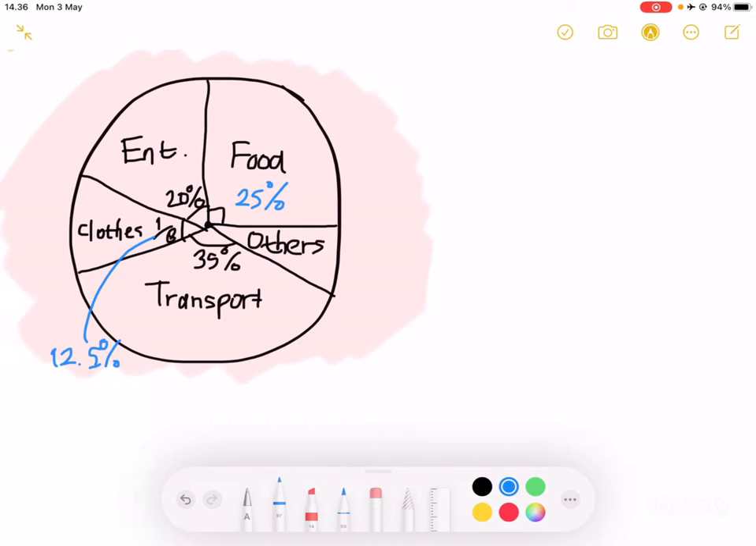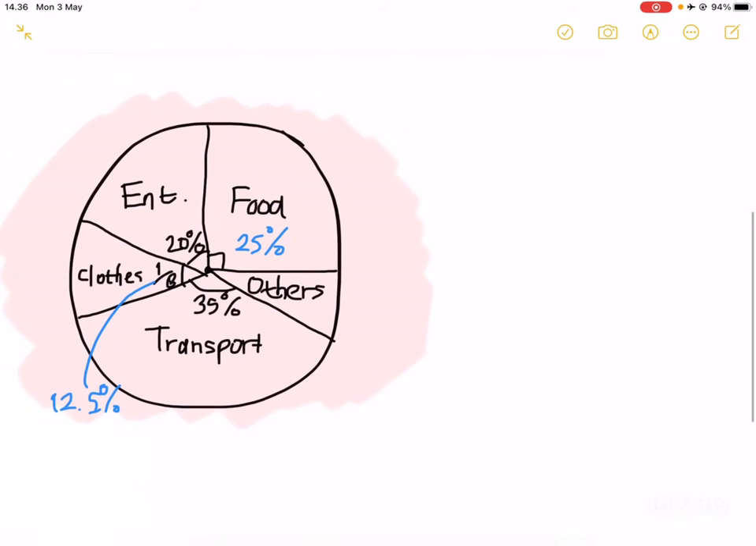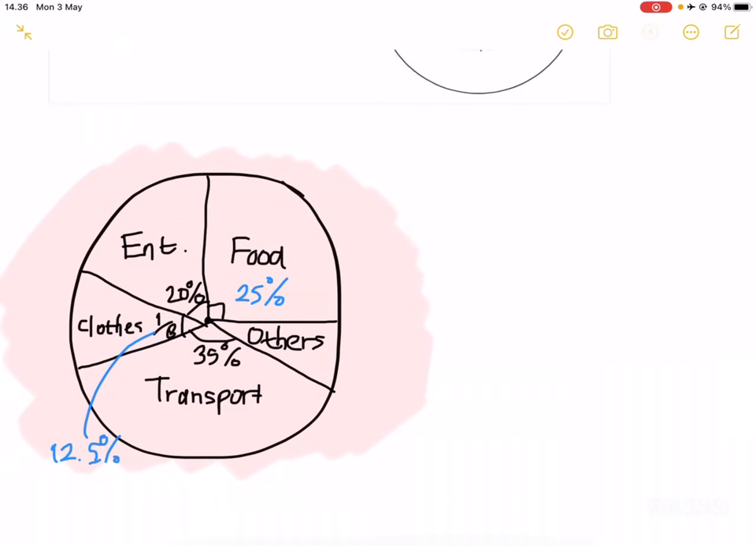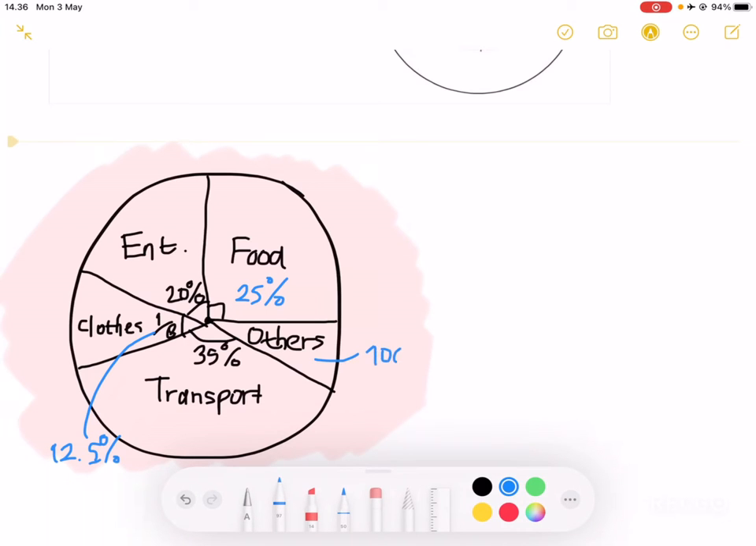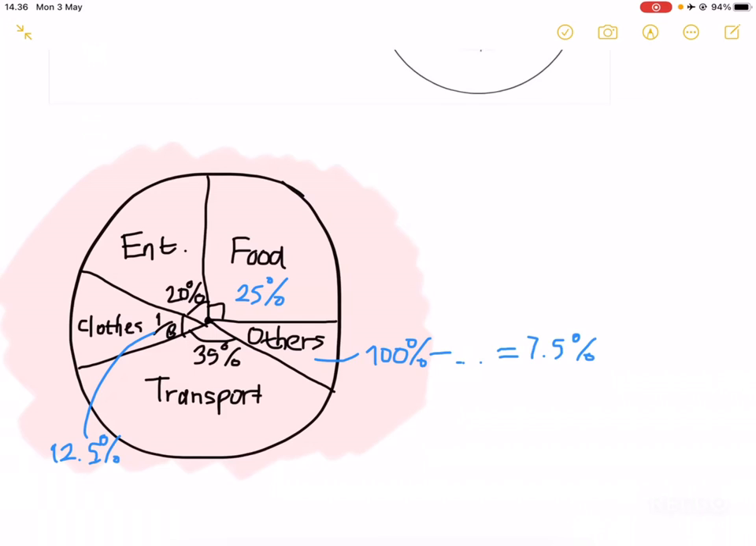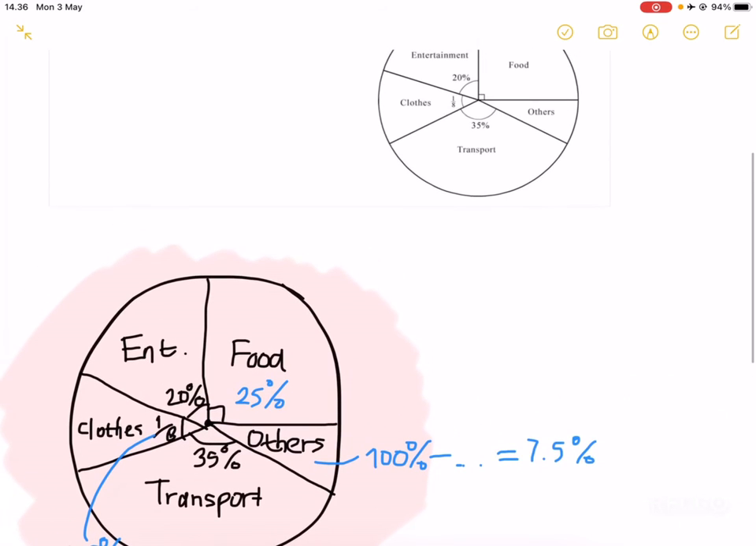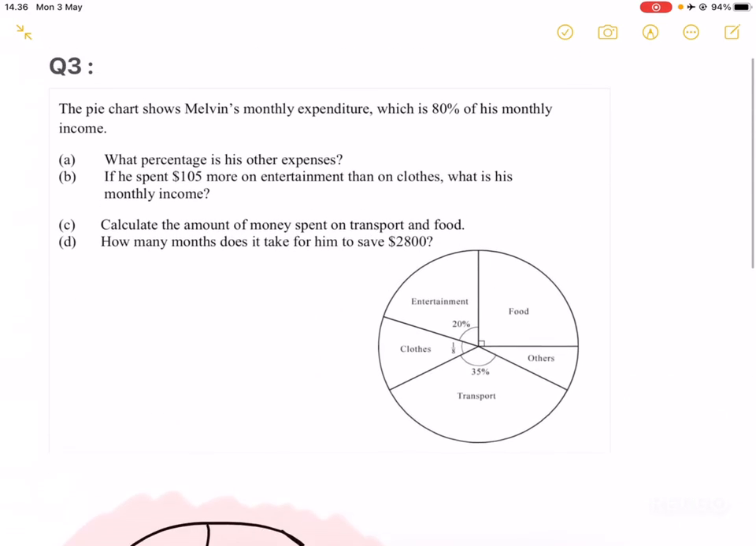Now that we have expressed all sectors in terms of a percentage, we can find the others percentage as 100% minus all of these things right here. So minus 20%, minus 25%, minus 35%, minus that, and you get an answer of 7.5%. So Melvin spent 7.5% on other things.